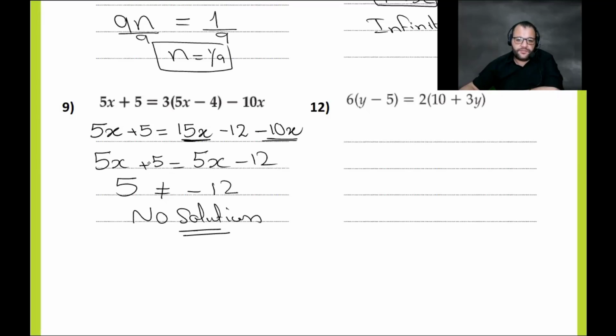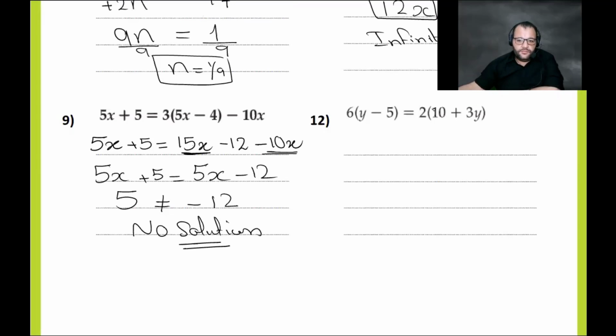Question number 12. 6y minus 30 equals 20 plus 6y. Mister, can I solve it?